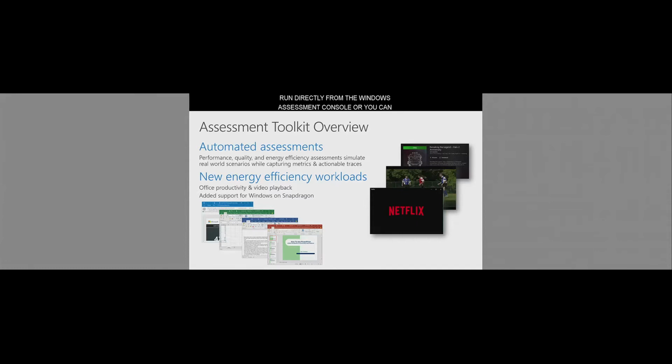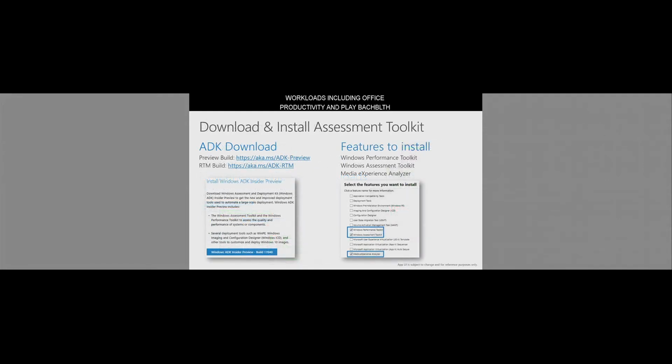In the Fall Creators Update, we added new energy efficiency workloads, including office productivity and video playback. All assessments and workloads are supported on x86, AMD64, and Windows on Snapdragon. So I encourage you and your team to give these new assessments a test drive. You can download them and install the Windows Assessment Toolkit from the RTM drop or from the preview location. If you go to the preview location, you will need your EAP or Windows Insider's program login information.